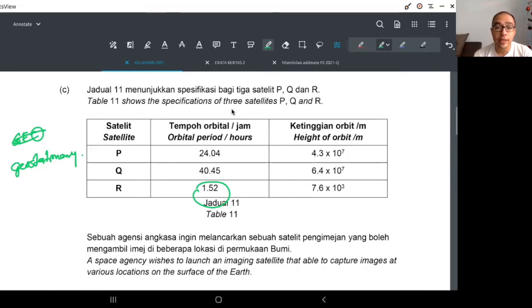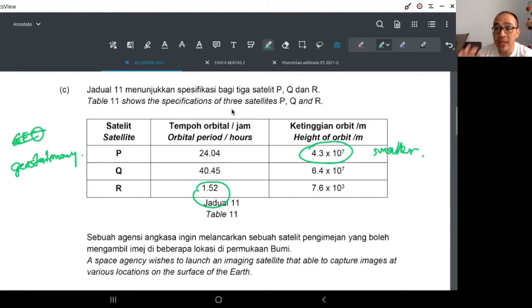Now, second one is the height. Do we want a higher height or a smaller height? Oh, we need a smaller height. It's very interesting. We want a smaller height because the higher your height is, the more difficult it is to get a clearer picture. It's very logical. You want to take photos of the Earth. You're not going to take photos of space. So you want to be as near as possible to the Earth. Bye-bye.